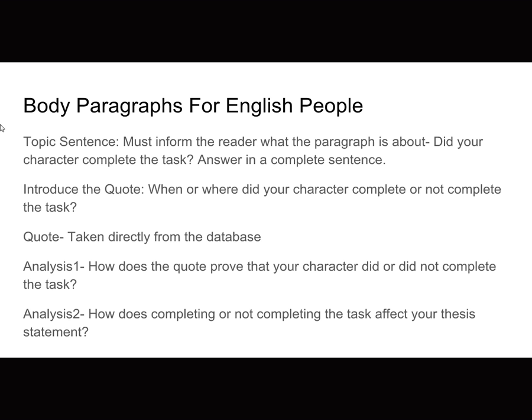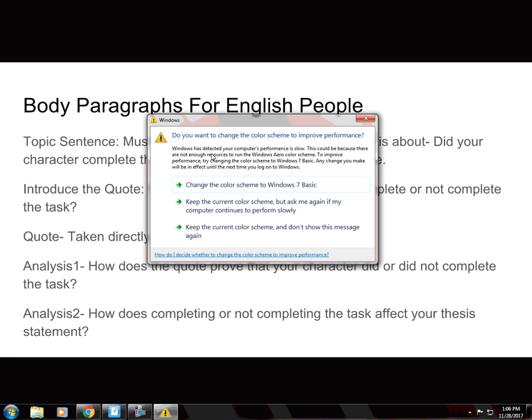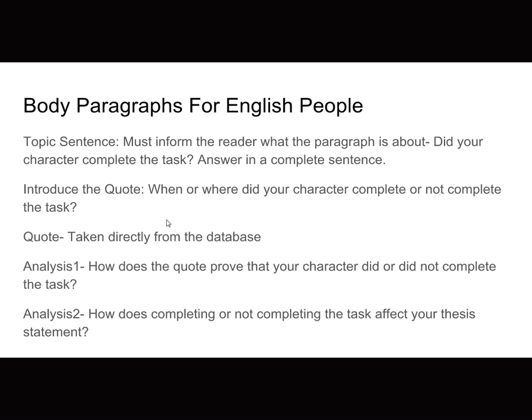Now, to go back through it again, the topic sentence must inform the reader what the paragraph is about, or you could answer this question. Did your character complete the task? Okay, so we know each one of our body paragraphs refers to a different task. The first one being call to adventure, the second one being crossing the threshold, third one is overcoming obstacles, and the fourth one being sharing or completing the reward. So, for example, did your character complete the task?